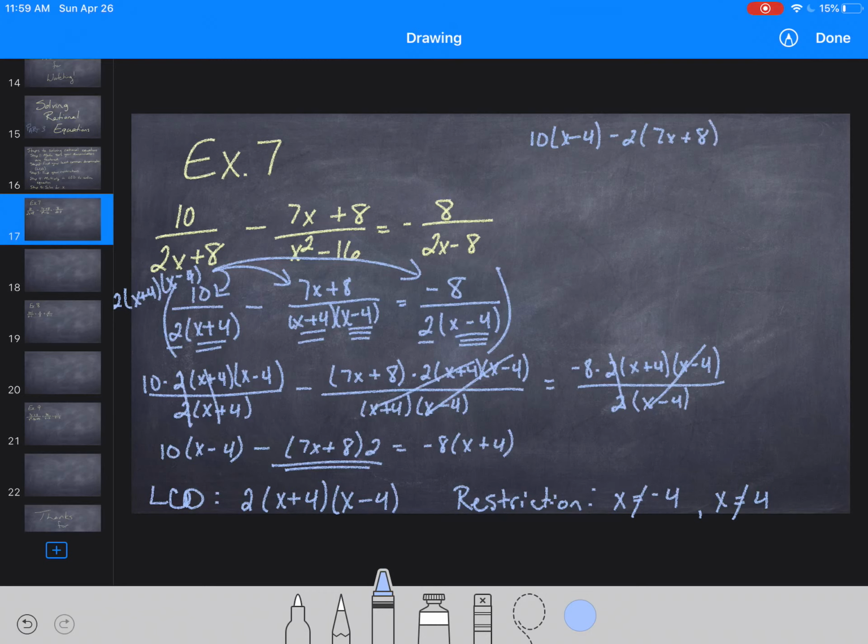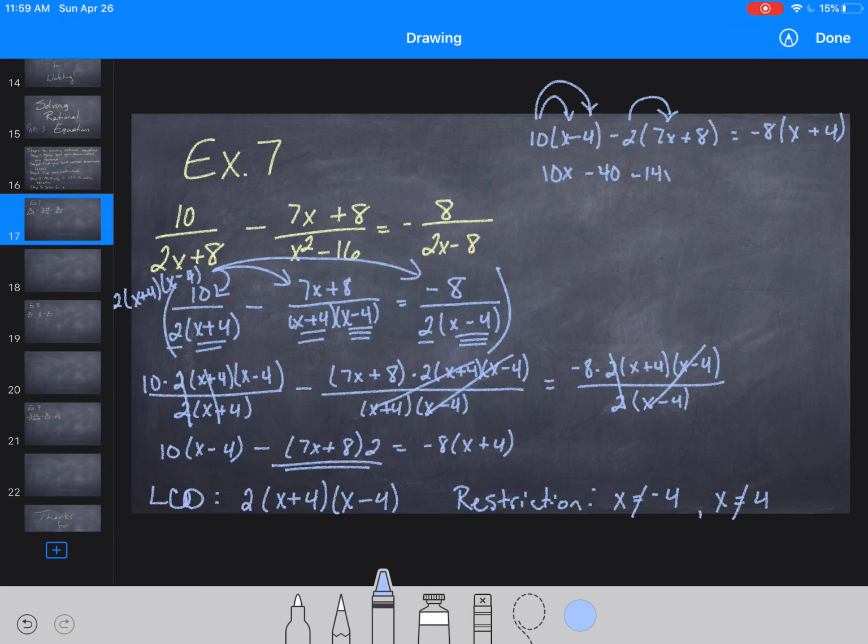So I'm going to rewrite this so I have 10(x minus 4) minus 2(7x plus 8) equals negative 8(x plus 4). Now I'm going to use the distributive property so I can solve for x.